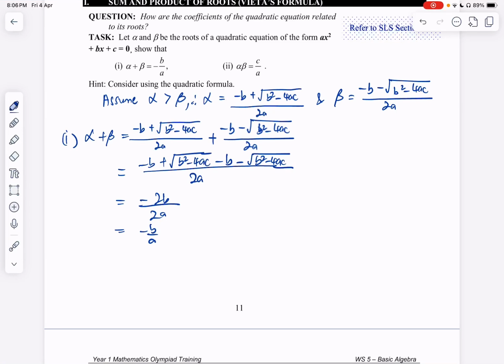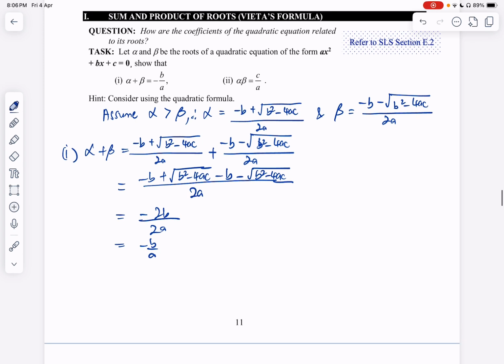Okay, in the previous video in SLS, there's a video on proving Vieta's formula, or the sum and product of roots, using the intercept form. Now I'm going to demonstrate how we can show Vieta's formula, or the sum and product of roots, using the quadratic formula. Okay, so I've pre-written the answers for part 1, and then I will show part 2 later. So let's go through the task.